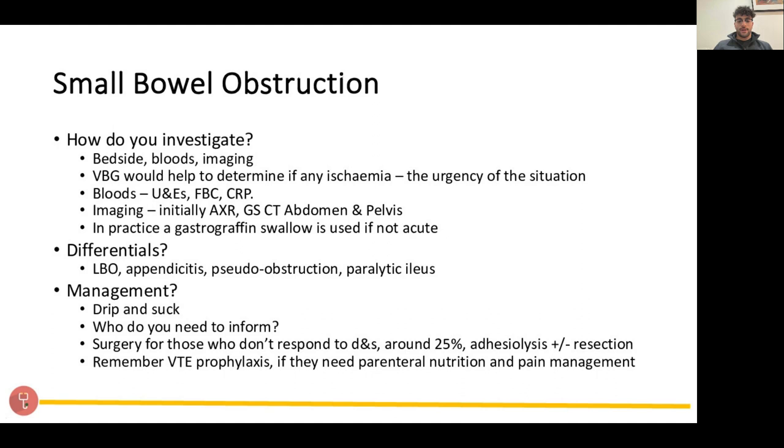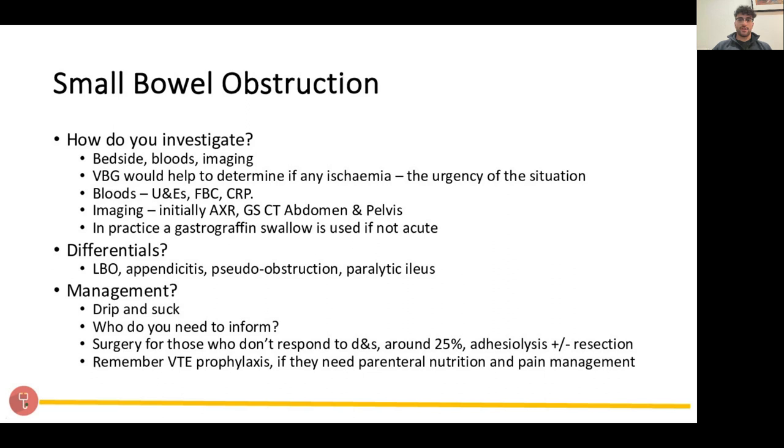Any questions here? And finally, the most important part for your practice as doctors in the future, initially at least, is that you need to make sure that they have adequate VTE prophylaxis and pain management.